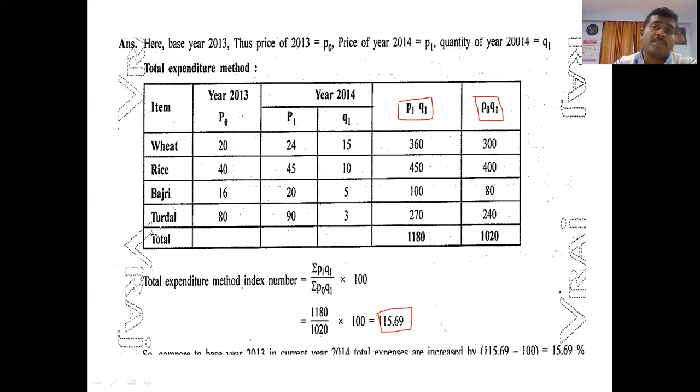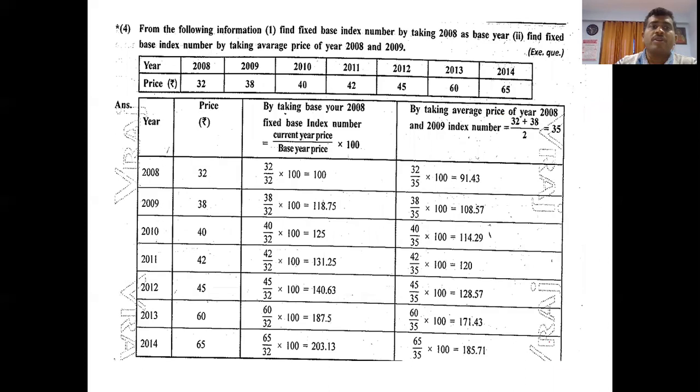And how much percentage increase? How to know it? By deducting 100. So final answer comes to 15.69%. Clear? Now friends, we are going to the fourth question. The first questions that we have learned. From the following, find fixed base index number taking 2008 as the base year.